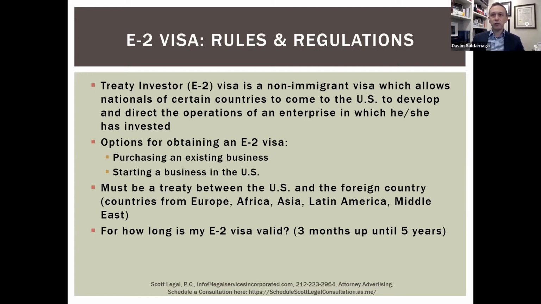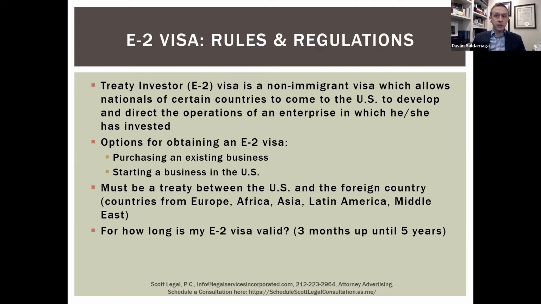To start off, the E-2 investor visa is a treaty investor visa. What that means is that it is for individuals who are nationals of a country that has a certain treaty with the United States. It is a non-immigrant visa, which means that it is not a green card. It is not a permanent resident visa, and it does not directly lead to a green card or an immigrant visa. But it does allow nationals of specific treaty countries to come to the US to develop and direct the operations of a business in which they have invested.